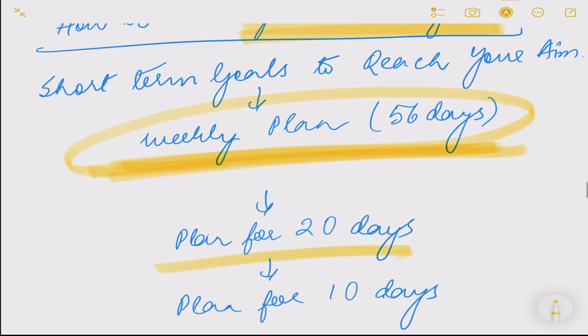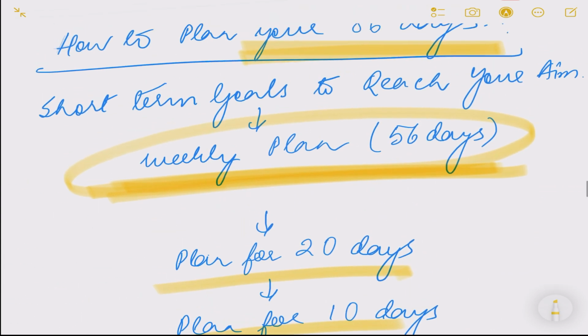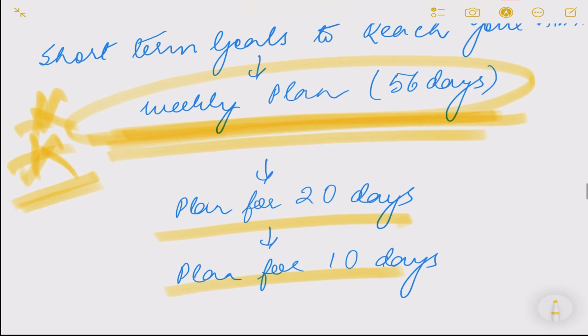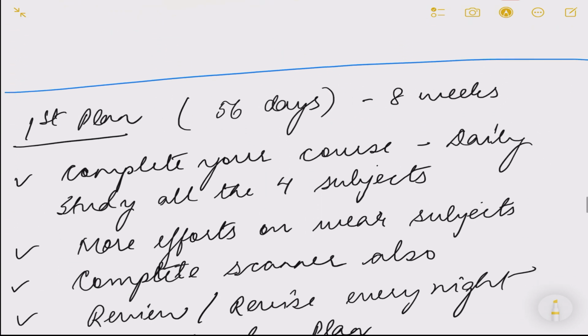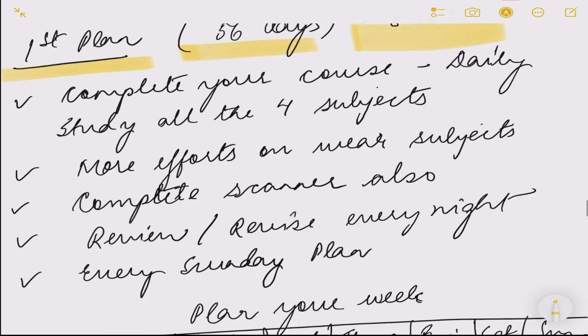Then you plan your revision for 20 days and 10 days, the last 2 revisions. This planning is very, very important, because it will help you clear your concepts and your understanding of the subject. Now this is the time you need to take care of each and every topic nicely. So the first plan is 56 days, approximately 8 weeks. Complete your course nicely.